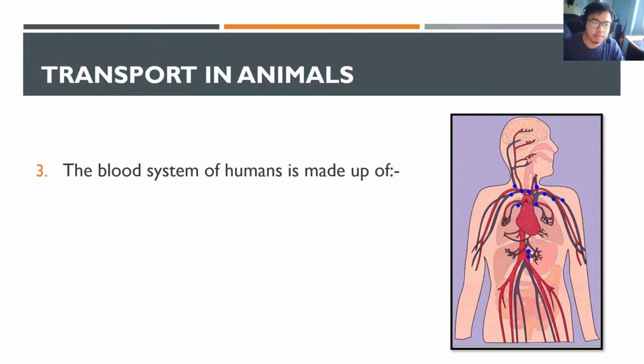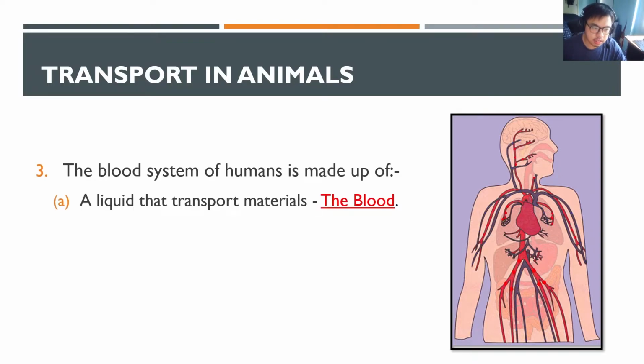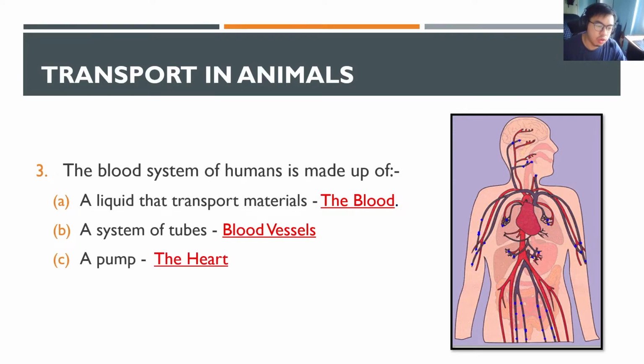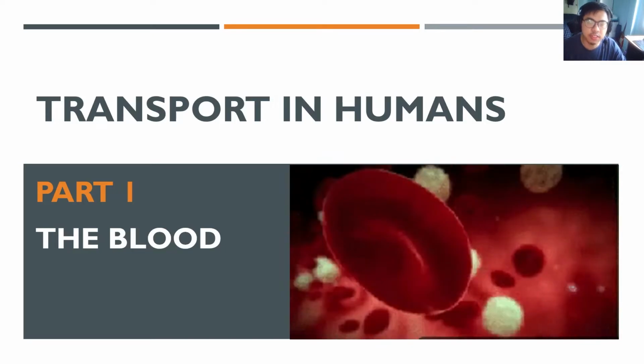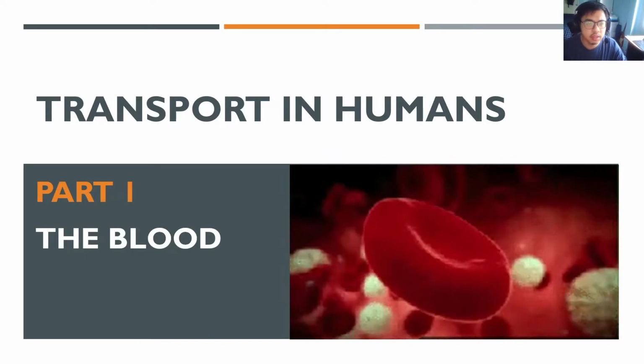Now, there are three parts to the blood system for humans. There is the blood, the liquid that transports the materials. There is the blood vessel, which is a system of tubes. And then you have the organ that pumps the blood so that the blood moves all around the body, and this is the heart. In this topic, we're going to look at each one of these parts of the blood system. In this first video lesson, we're going to talk about the blood.